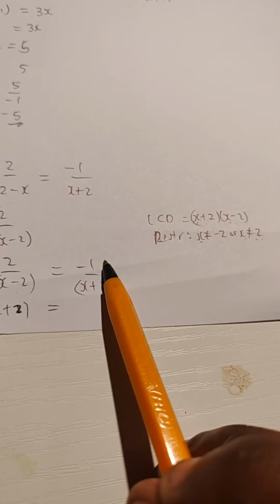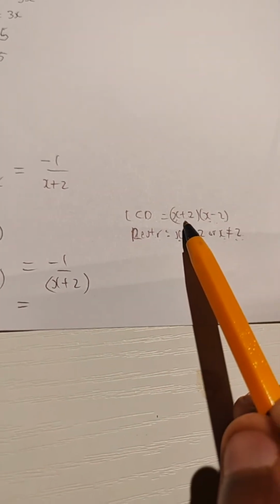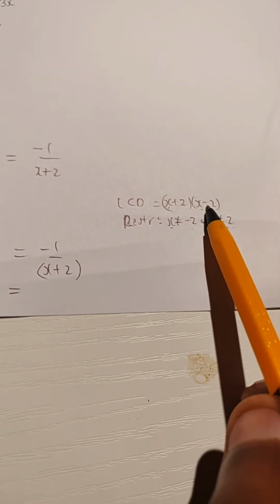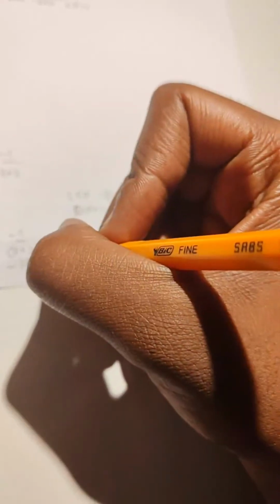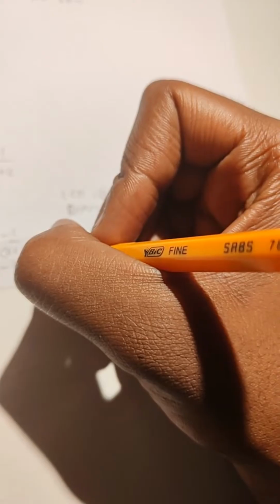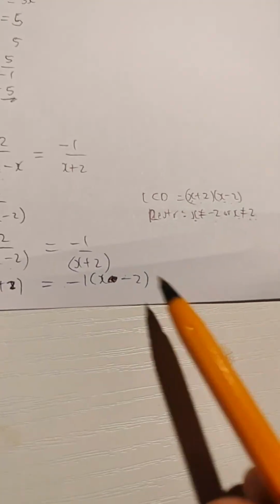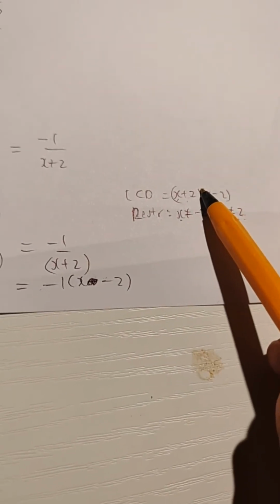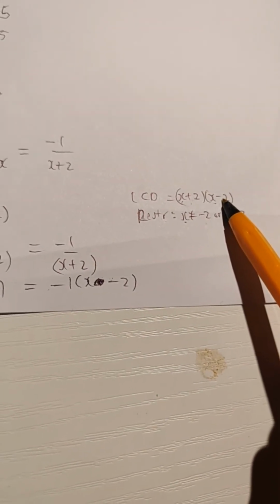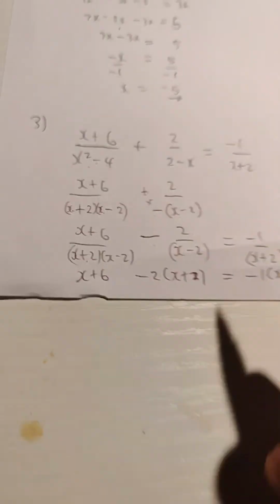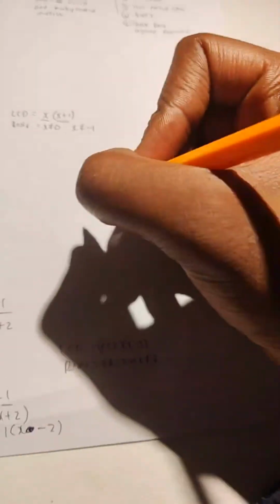And then if we take this LCD, we multiply here at the top. This x plus 2 and that x plus 2 cancel. The x minus 2 gets left behind. So that means negative 1 into x minus 2. Because that x plus 2 and that x plus 2 cancel, the x minus 2 gets left behind. Okay. Then we can now solve the equation.